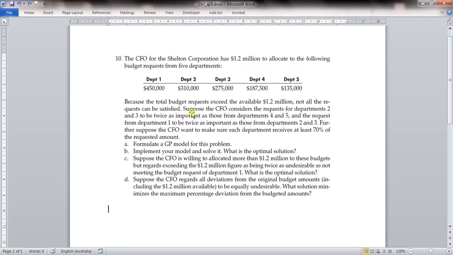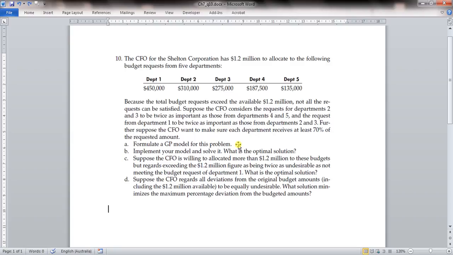So the CFO considers the request for Department 2 and 3 to be twice as important as those from Department 4 and 5. So if the importance for 4 and 5 is 1, 1, it should be 2, 2, and the request from Department 1 is twice as important as from Department 2 and 3, so it should be 4. Further, suppose the CFO wants to make sure each department receives at least 70% of the requested amount. Formulate a GP model for this problem.